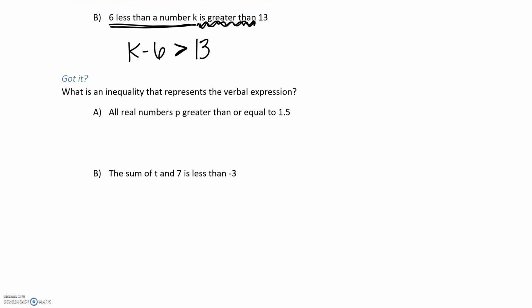So for this one, we've got all real numbers p greater than or equal to 1.5. So we've got p on this side, greater than or equal to, and 1.5. Okay, and this next one, it says the sum of t and 7 is less than -3. So is less than is our expression, and we've got t plus 7 and our less than symbol and -3.